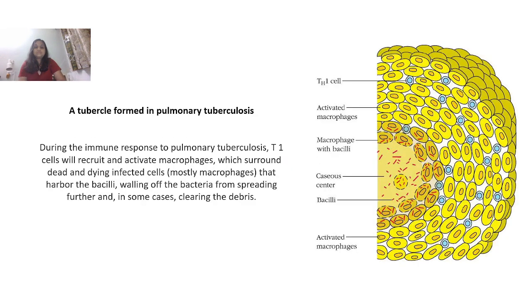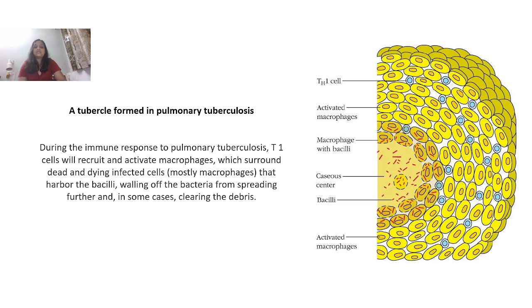So here is a tubercle or granuloma formed in pulmonary tuberculosis. Here you can see the bacilli, the bacteria, in the center. Then this is a macrophage with the bacilli. These macrophages are forming a layer around it. Then these are the activated macrophages here. Then this is the Th1 cell in between. This is a structure that is formed, and there is too much cytokine release.